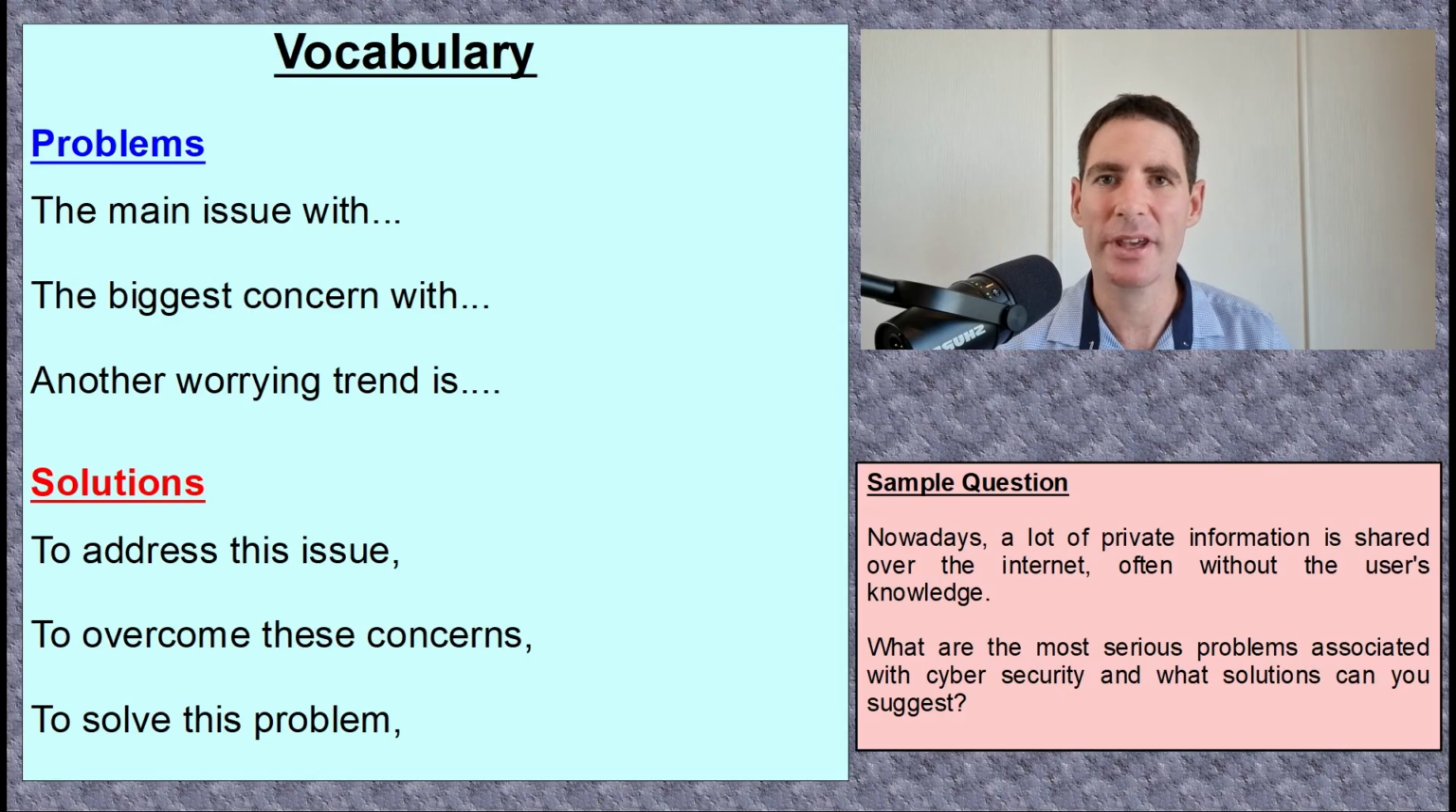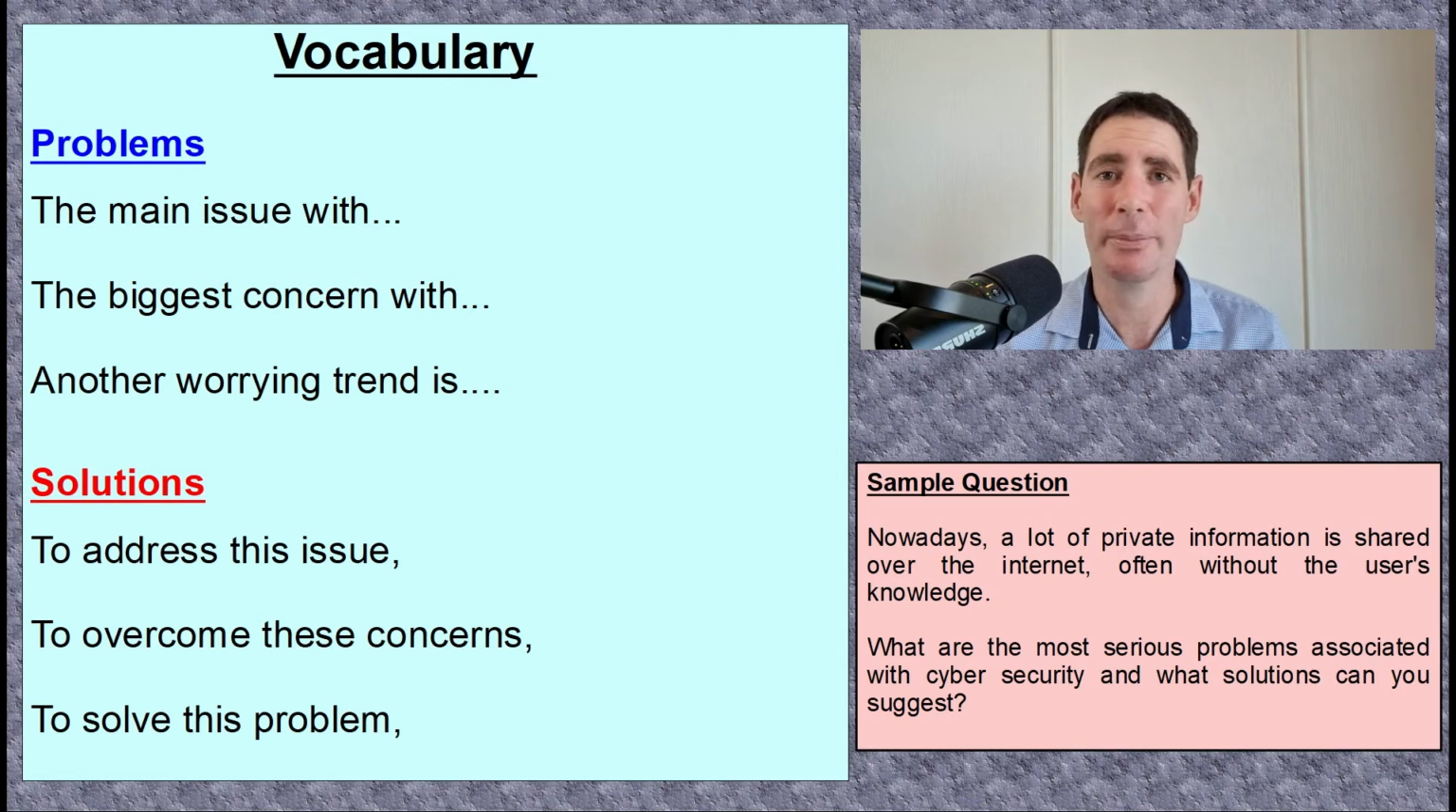Let's have a look at some vocabulary which you can use so you don't always need to use the words problem and solution. Let's start with junk food. The main issue with junk food is that it causes people to become unhealthy. Now my solution? To address this issue, schools should teach students from a young age about a healthy diet.